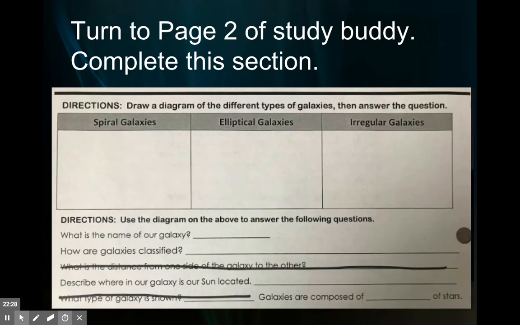How are galaxies classified? We should have gotten by their shape. Describe where in our galaxy is our sun located. So our sun, which is our star, is located on the arm. And we didn't answer what type of galaxy is shown because we didn't have that particular image. Galaxies are composed of, you can have millions or billions of stars. All right, so millions or billions of stars.